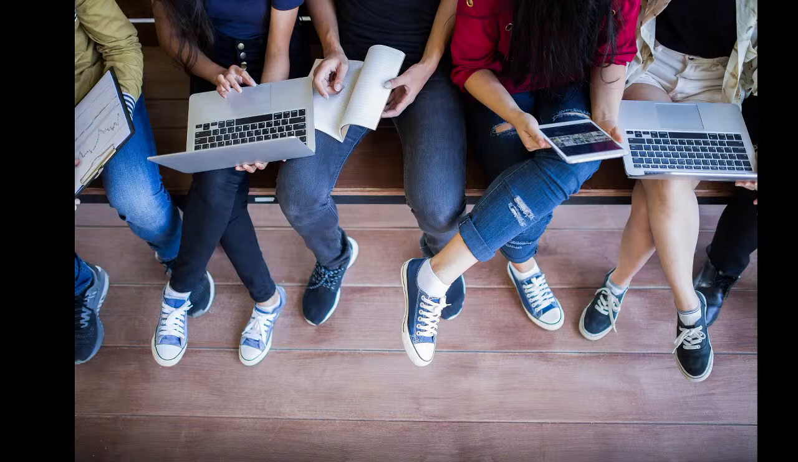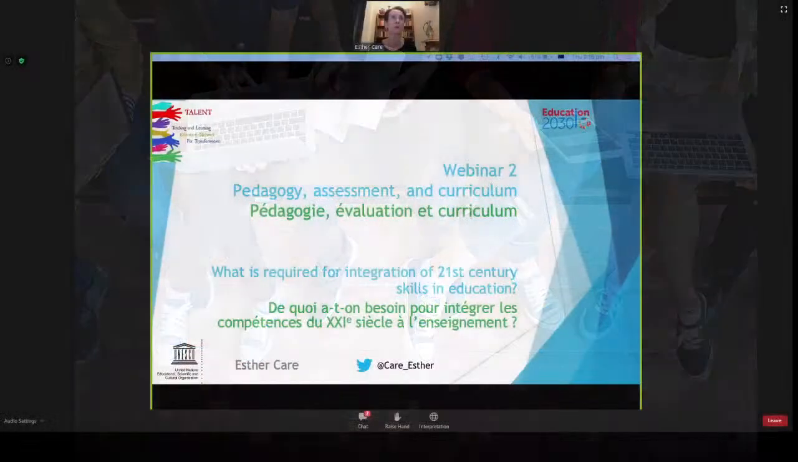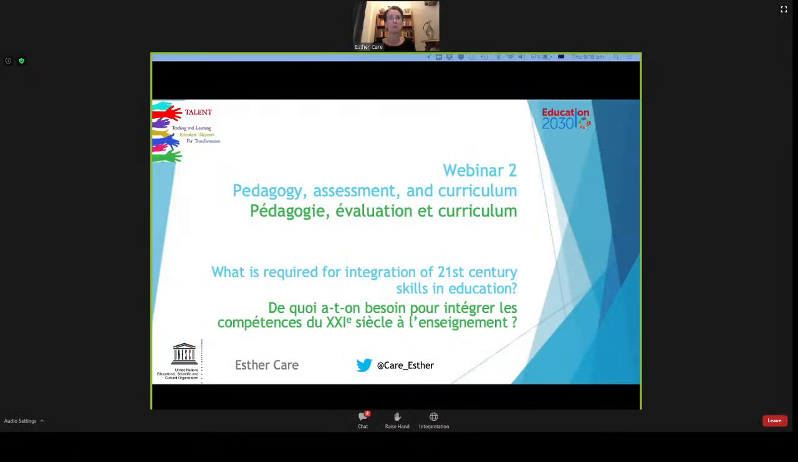And those of you who were here a couple of weeks ago in webinar one will remember that we concentrated on the identification of a global shift in the adoption of 21st century skills or competencies. We looked at the frameworks, we found that many countries value the same skills, and we made explicit the need to align pedagogy, assessment, resourcing, and curriculum, all aligned with the nature of the skills.